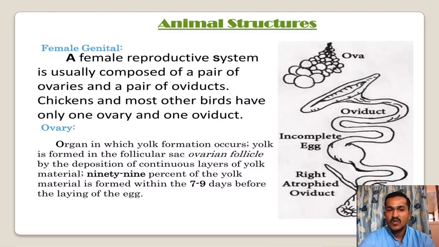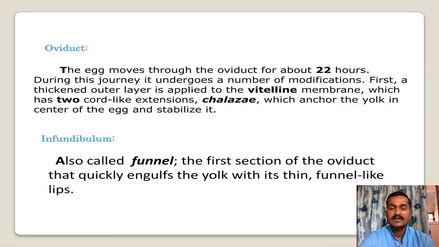This one is about the ovary. Now I'm going to explain about the next part of the female reproductive system, that is the oviduct. About the oviduct, I already explained. The egg moves through the oviduct for about 22 hours. How many hours? 22 hours. And during this journey, it undergoes a number of modifications.